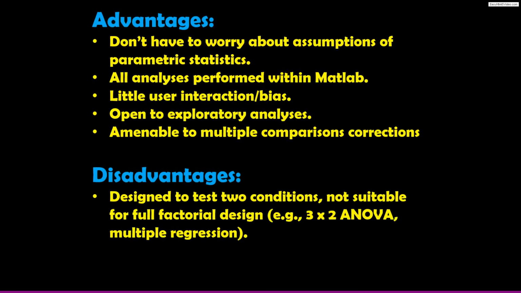Some disadvantages of this is that this approach is really optimized for testing two conditions, or for testing a bivariate correlation, let's say, between task performance and brain activity over a group of 30 subjects or something. This is not really a good approach for doing a full factorial design. If you have some 3x2 ANOVA, lots of different conditions, different levels, different factors, this kind of simple permutation testing approach is not really well suited for these kinds of statistical analyses.